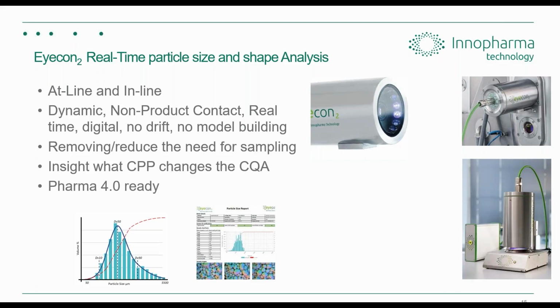Also, you get insight into what your critical process parameter changes are doing to your critical quality attribute of particle size and shape. So if we had this mounted onto, let's say, a fluid bed or a twin screw, and you adjust something like liquid addition rate, you will see what effect that has on your particle size in real time, something you can't do with other at-line or offline methods.